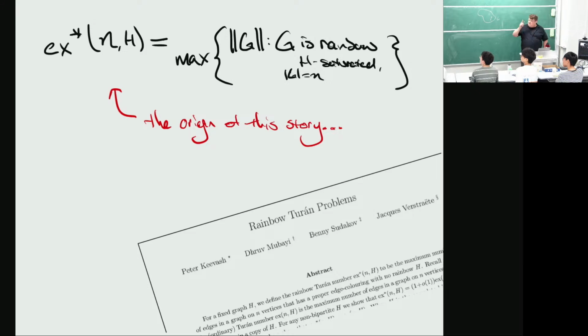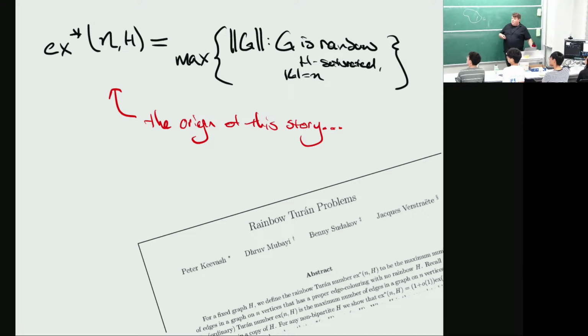The origin of this comes from the extremal side. There's this beautiful paper of Peter Keevash, Dhruv Mubayi, Benny Sudakov and Jacques Verstraëte, where they prove lots of important things about the rainbow Turán function. They call it the Turán function. My advisor won't allow it, so I call it the extremal function. And this is a beautiful paper. You should go read this paper. You should read it this weekend. It's a great paper.